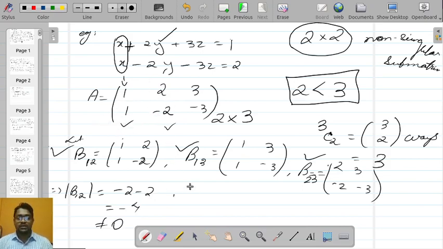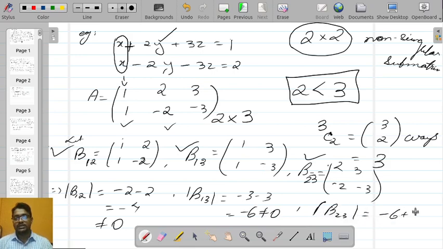Then the determinant of B13 is -3 -3, so that is -6, which is non-zero. So if I collect the first column and third column, then also I will get a basic solution. And what is the determinant of B23? It is -6 plus 6, so that is 0. So it's singular. So columns 2 and 3 don't give me any basic solution.